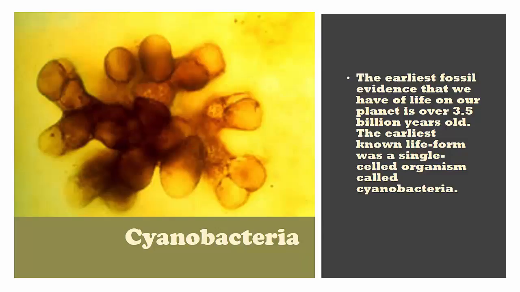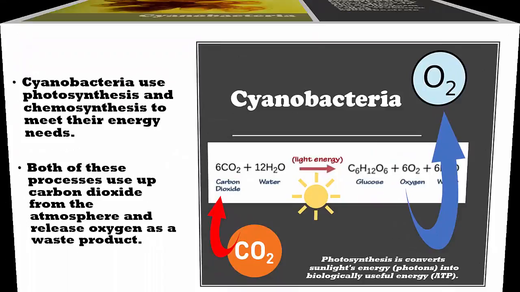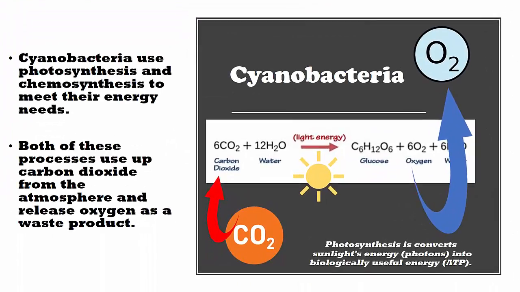The earliest fossil evidence that we have of life on our planet is over 3.5 billion years old. The earliest known life form was a single-celled organism called cyanobacteria. Cyanobacteria use photosynthesis and occasionally chemosynthesis to meet their energy needs.